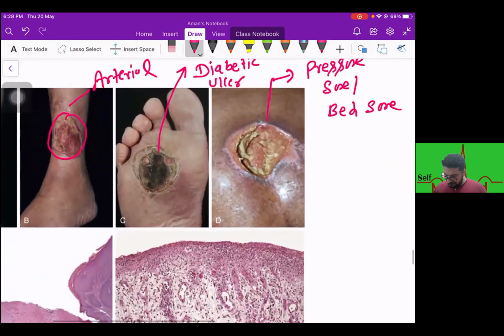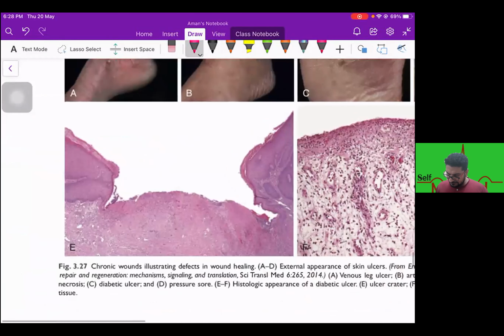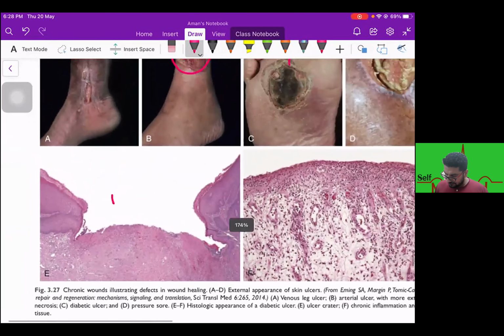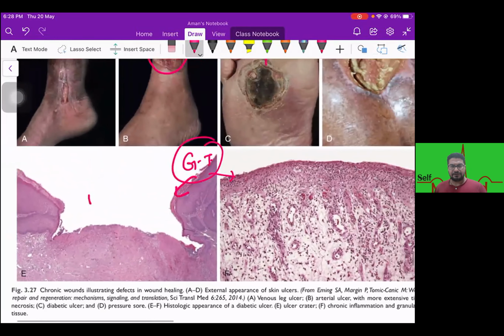So this is the histological appearance you can see in a patient who has a diabetic ulcer, right? Basically these are just the changes. You can see the granulation tissue, a lot of granulation tissue in a patient who has a diabetic ulcer.